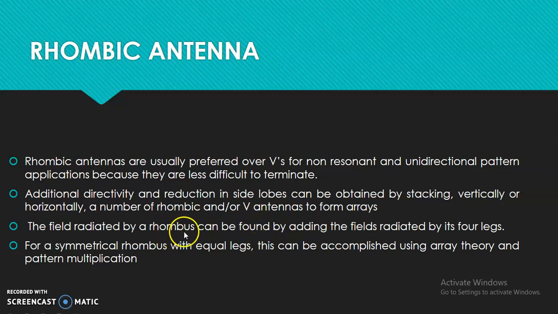The field radiated by a rhombus can be found by adding fields radiated by its four legs. So the total field radiated by the rhombus can be found by adding the fields in its four legs. We know that we have four legs for the rhombus. For a symmetrical rhombus with equal legs, this can be accomplished using array theory and pattern multiplication. By applying array theory or pattern multiplication, we can find out the field radiated and related things with the antenna.